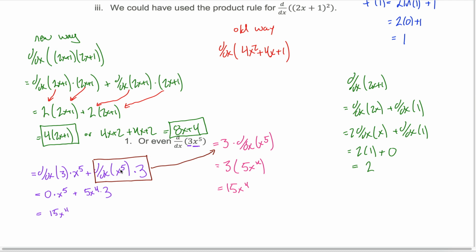The point here is that you can use the product rule even in some instances where you don't need to use the product rule. But don't worry, even if you use the product rule unnecessarily, it won't give you the wrong answer. It's just extra work for no reason.